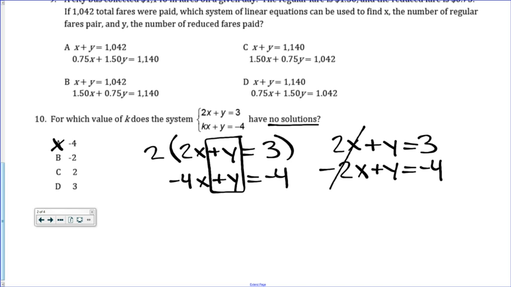Okay, if I plug in -2, 2x plus y equals 3, and -2x plus y equals -4, these x's cancel, but I'm still left with y's. So that's going to give me a solution.